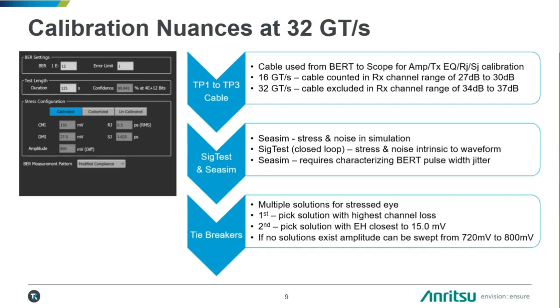If you still have multiple solutions there, then you want to pick one of those solutions with eye height closest to the nominal value of 15 millivolts. We'll actually have a window defined around this. So try to get close to that true 15. And then finally, if no solution exists, there is also an allowance to sweep the amplitude from 720 to 800 millivolts. So typically we don't see this as necessary, but it is a knob that's allowed if you cannot find a solution with channel loss, SJ, or differential mode interference.